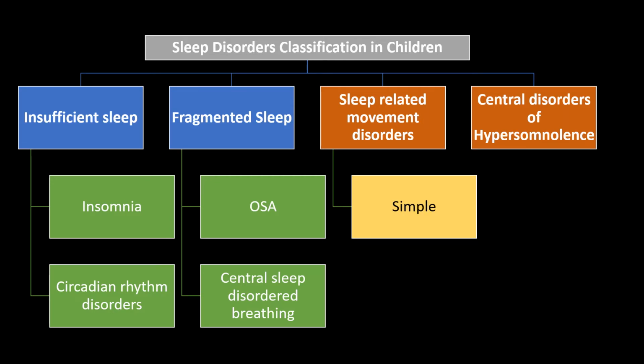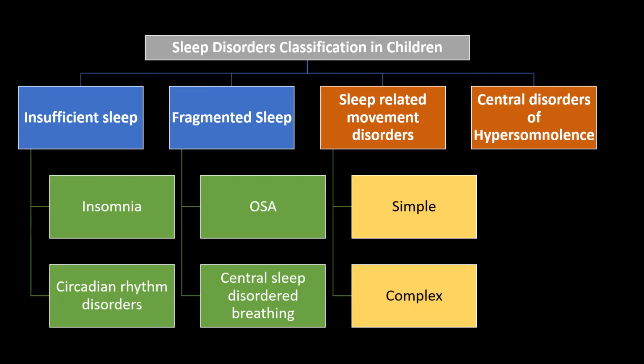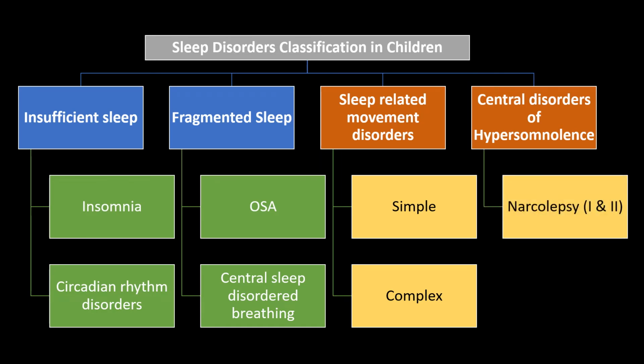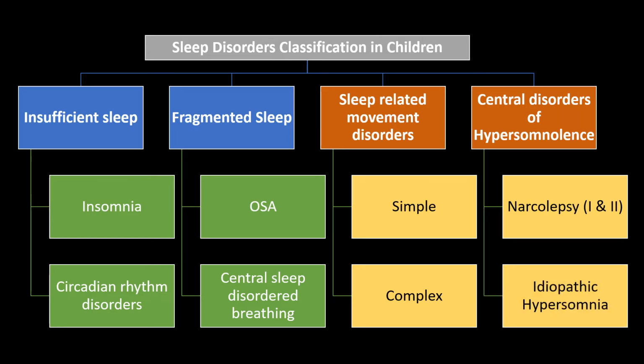Sleep related movement disorders are either simple or complex. I'm not going into the details of what it further classifies into, but I can give you an example of simple being bruxism and complex being sleepwalking. And finally, central disorders of hypersomnolence, where they sleep a lot, comprise narcolepsy type 1 and 2 and idiopathic hypersomnia. There are some other syndromes which have been described which don't fall into these classifications. One of them is Kleine-Levin syndrome, and the other most important sleep disordered breathing is congenital central hypoventilation syndrome.